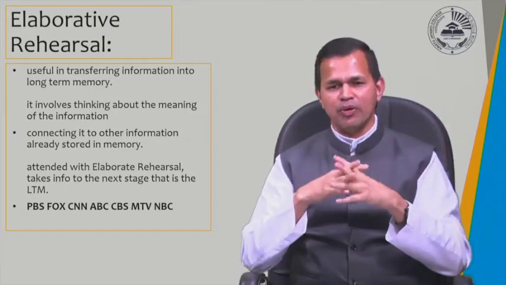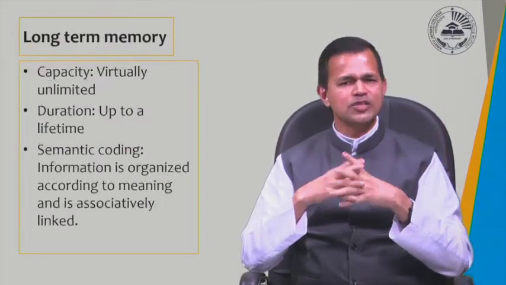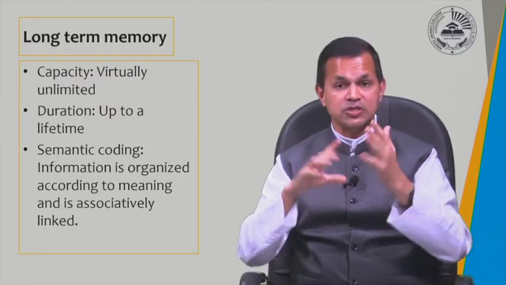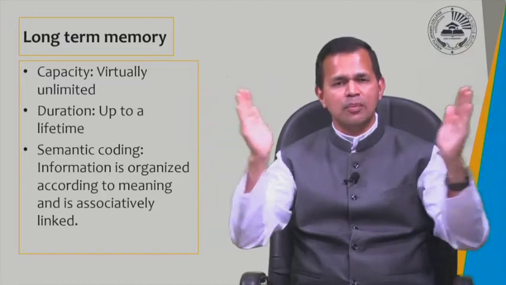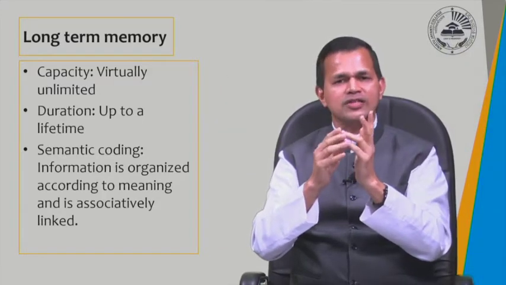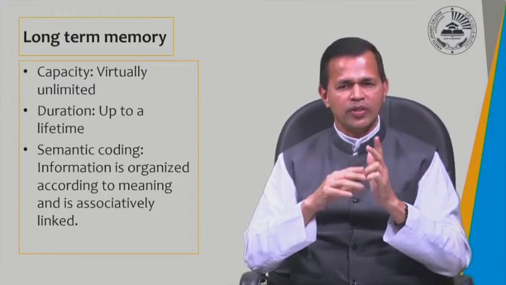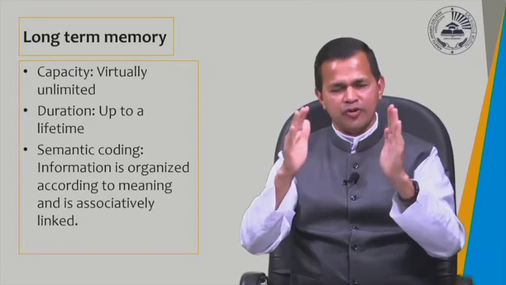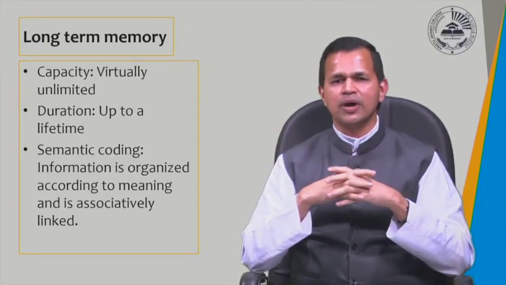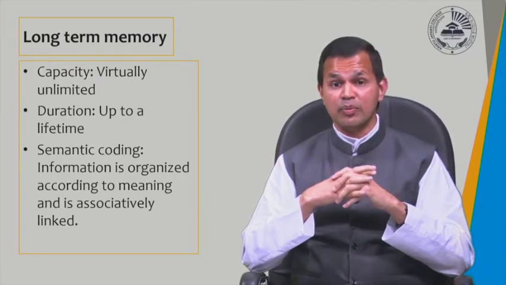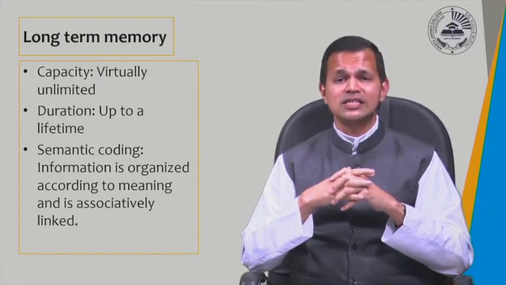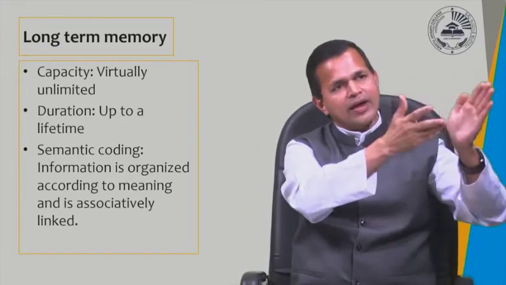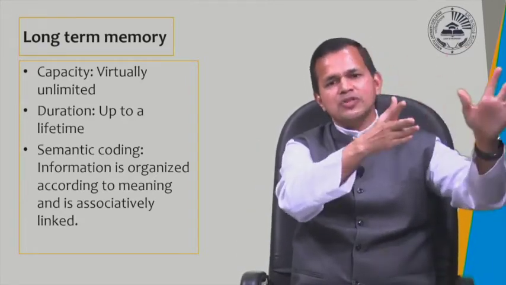the long-term memory. Now we have come from sensory memory, which has a lot of information but for a very short period of time. And then the second is short-term memory, with a comparatively smaller capacity of information for a shorter period of time. And now coming to long-term memory, here the capacity is virtually unlimited. It's like you're storing everything in your rack one by one, and it's kept there.